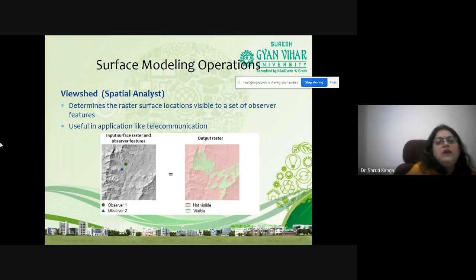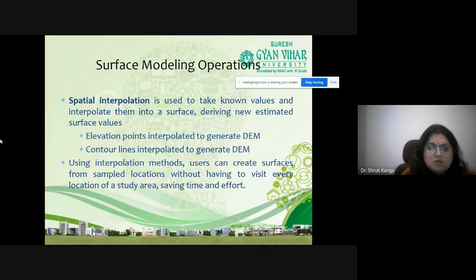Okay, then we have the next function as viewshed, where we determine the raster surface locations visible to a set of observers, and they are useful in applications like telecommunication. So there are visible areas and not visible areas. In visible areas there is good connectivity, whereas in no-view areas there is a problem in the connectivity of different things.